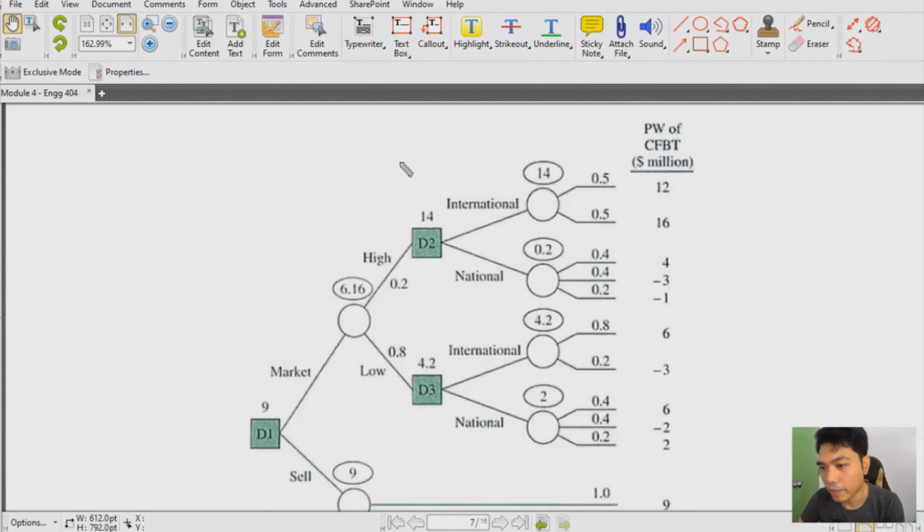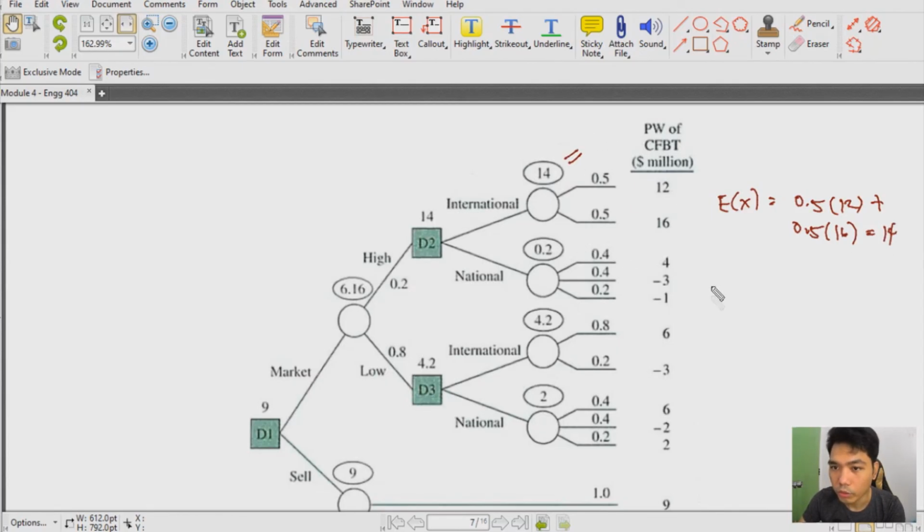Sabi ang 14 is expected value. So how do you determine this expected value? Based on this node, diba, this is a node. So na-split siya into 50% chance of having $12 million and $16 million CFPT. So therefore, this expected value, galing lang yan dito: 0.5 times 12 plus 0.5 times 16. So this yields 14. So ito yun.